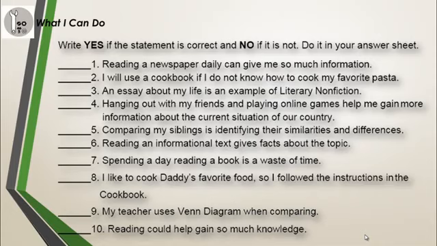4. Hanging out with my friends and playing online games help me gain more information about the current situation of our country. 5. Comparing my siblings is identifying their similarities and differences. 6. Reading an informational text gives facts about the topic. 7. Spending a day reading a book is a waste of time. 8. I like to cook Daddy's favorite food, so I followed the instructions in the cookbook.